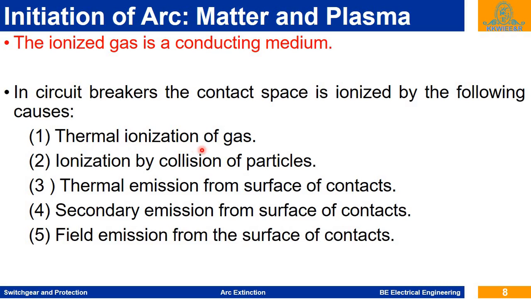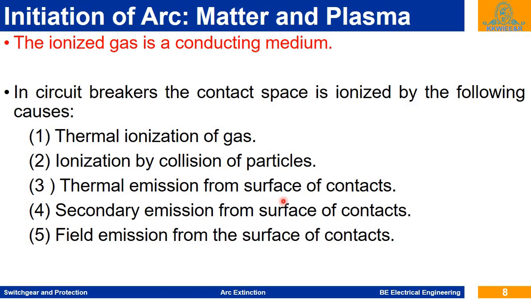First, thermal ionization of gas. Because of the high temperature, the gas or medium between the contacts ionizes. Then ionization by collision of particles. At higher temperatures, the atoms collide with each other, and because of this collision more heat is generated, and simultaneously the electrons gain energy and separate out from the atoms.